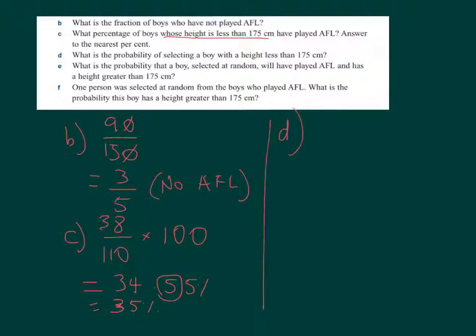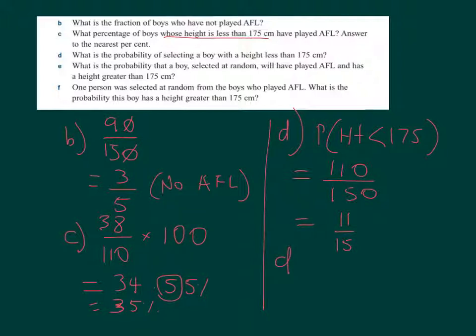What does D tell me? What is the probability of selecting a boy whose height is less than 175? Well, again, let's go back and have a look. The probability of height less than 175: I think we had 110 boys in that category out of 150, which is 11 over 15. Again, I'm only referring to height. I'm not interested in whether they play AFL or not.